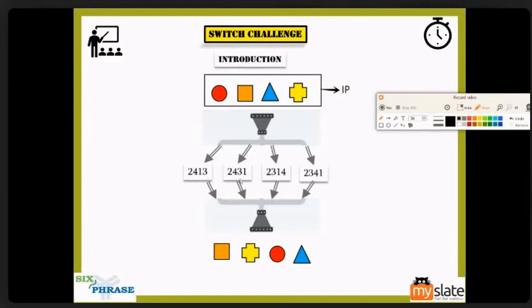For example, here it is 2413, correct? So what happens is, initially it is understood. Nobody is going to tell you, but it is understood. This is 1, this is 2, this is 3, and this is 4. So it is 1, 2, 3, 4. It is understood.